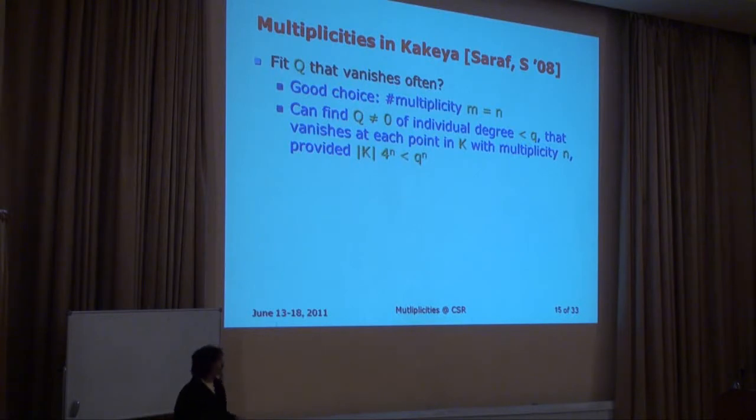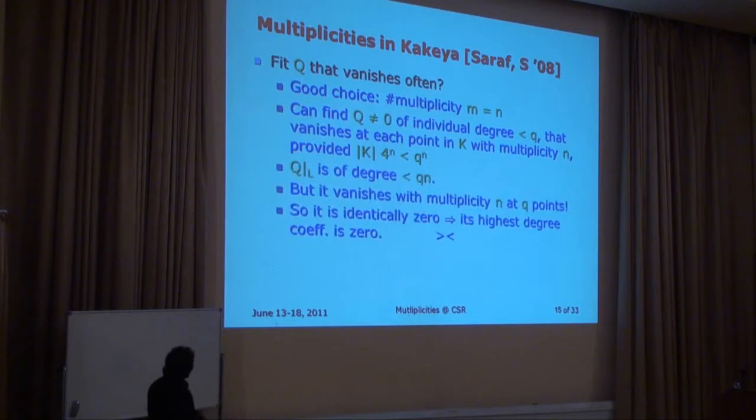What does that number look like in this case? Well, it's 4 to the n. Okay, so 4 to the n times the size of the Kakeya set. If it's less than q to the n, then we have more coefficients than the number of constraints, and so you can find such a polynomial.